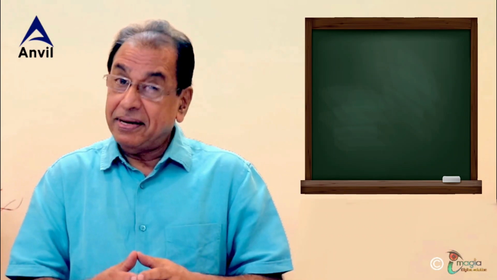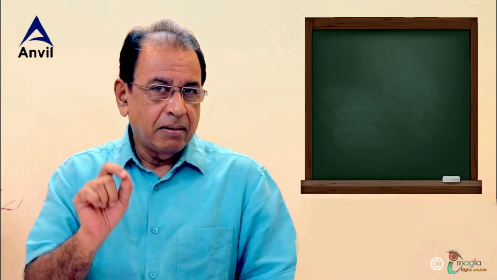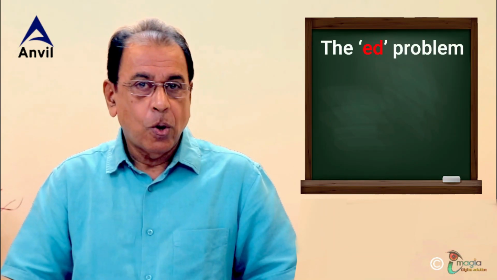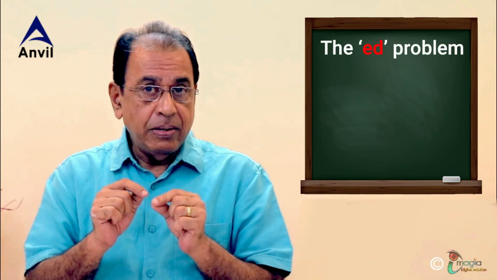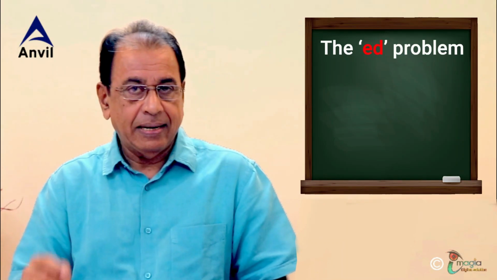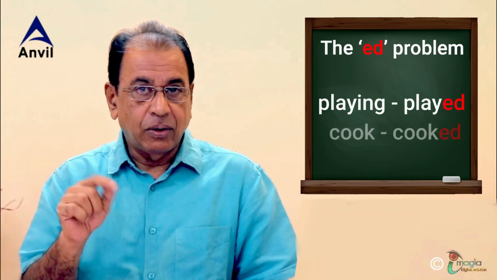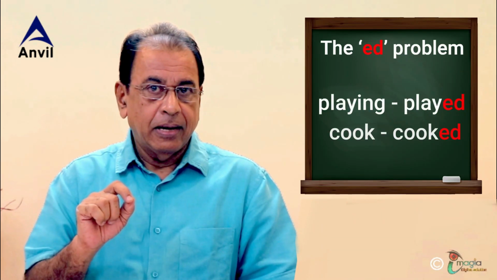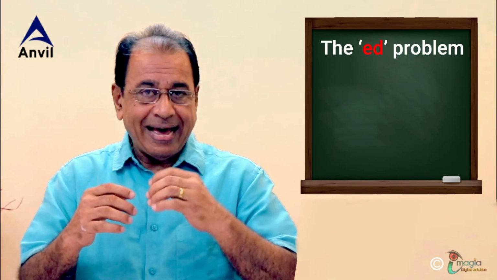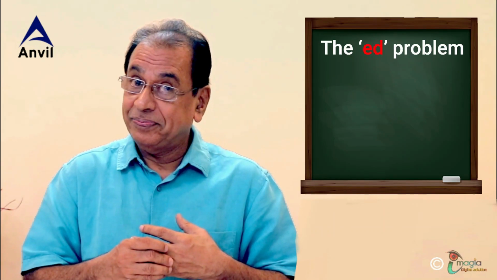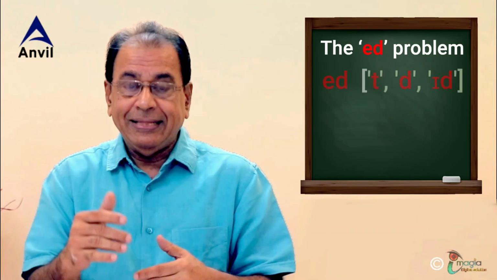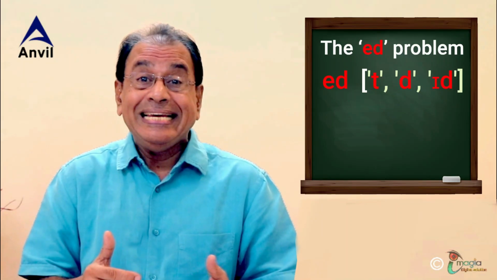And today we are going to look at a very special problem most of the non-native speakers have, the ED problem. We normally make the past tense of a verb using ED, like play, played, cook, cooked. In fact, not many people are aware that ED has three different pronunciations. And I shall try to explain within the limited time possible where exactly these three different forms of ED can be pronounced.